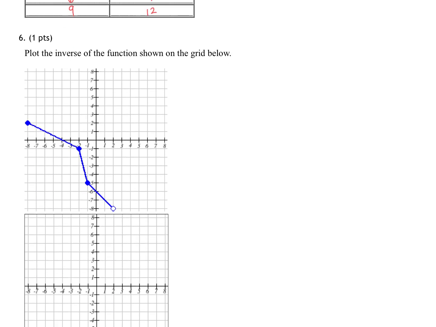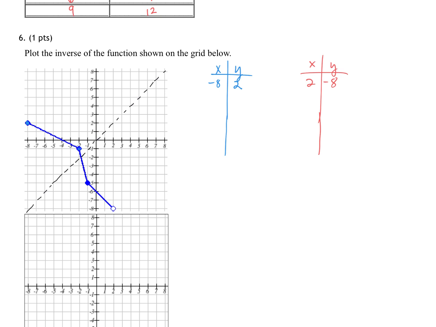For number 6, plot the inverse of the function shown on the grid below. So it gives me a blank grid, but I'm going to go ahead and graph it on the same grid. So remember that it should be a reflection over the line x equals y. And I'm just going to look at the points in blue and then invert those. So in blue, I have the farthest point to the left is -8, 2. The inverse of that would now be 2, -8. So I'm just changing the order.